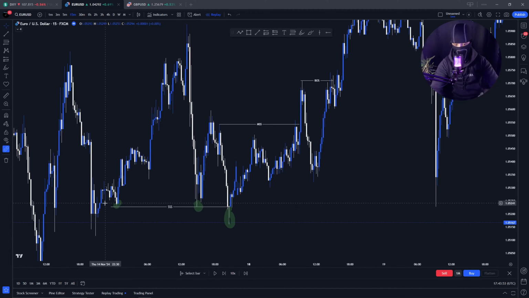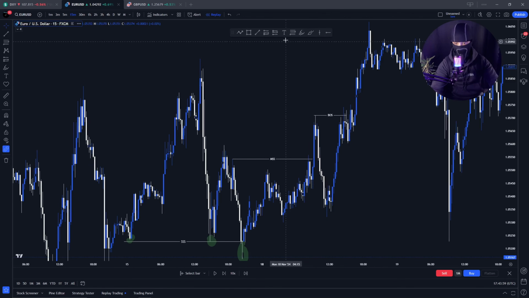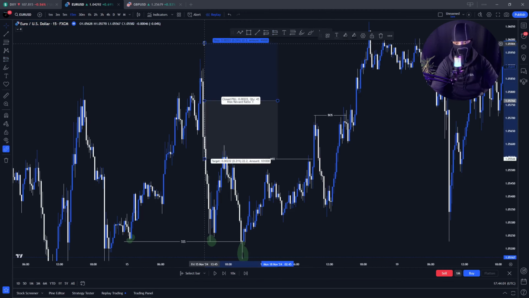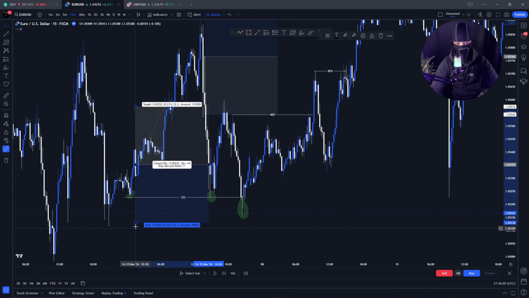Remember, it's like a game of ping pong. Once we take out the sellers, we take out the buyers. Once we take out the buyers, we take out the sellers. Where are the sellers' stop losses? Sellers have their stop losses resting on swing highs. Buyers have their stop losses resting on swing lows.